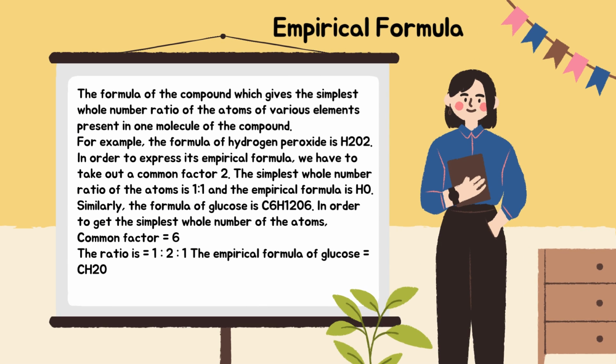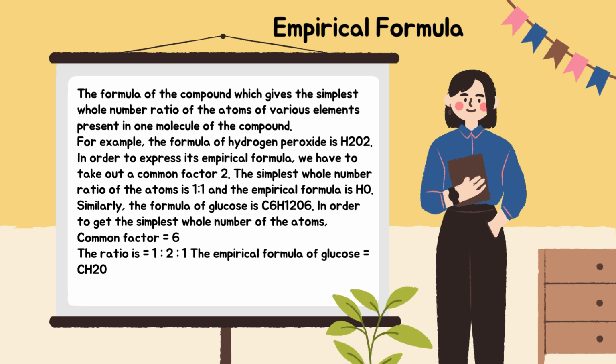Talking about empirical formula, the formula of the compound which gives the simplest whole number ratio of the atoms of various elements present in one molecule of the compound. For example, the formula of hydrogen peroxide is H2O2. In order to express its empirical formula, we have to take out a common factor 2. The simplest whole number ratio of the atoms is 1:1, and the empirical formula is HO.